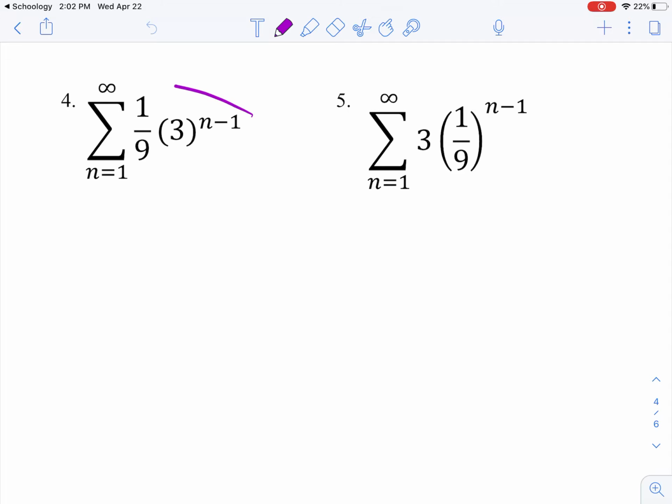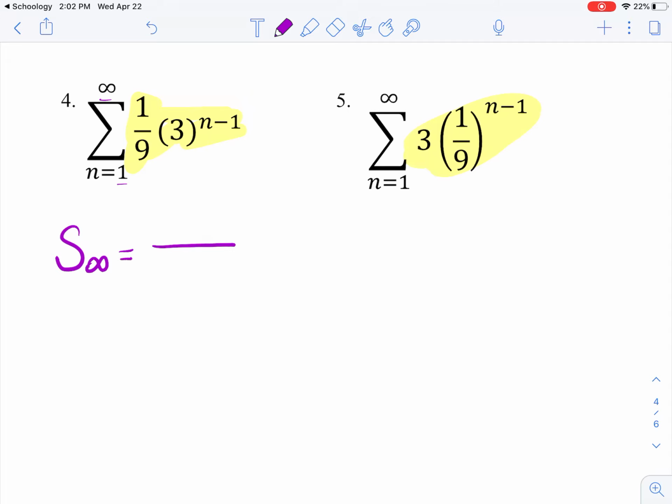So first off, I'm going to look to see if this is arithmetic, geometric, or neither. I don't know why I didn't highlight like I did on the others. Arithmetic, geometric, or neither. If you look, both of these are geometric because they both have variables in the exponents. So I say, okay, I'm going to use my geometric sum formula. The sum of, and then how many terms am I summing? Oh, 1 through infinity. So I'm doing an infinite amount of terms.